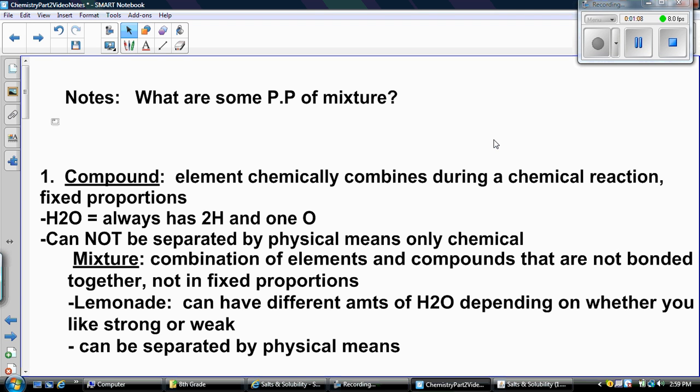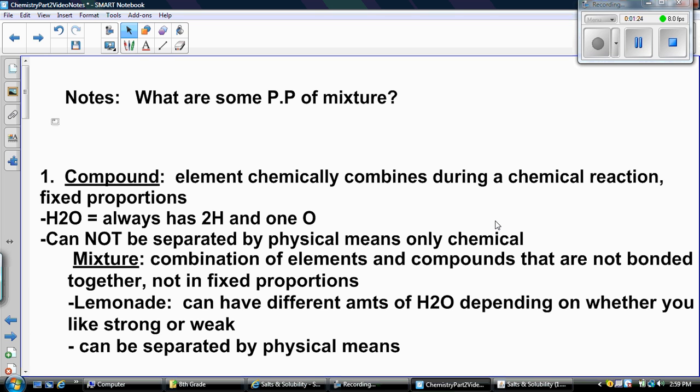Compounds cannot be separated by physical means. So you can't separate compounds physically by evaporation. You have to use chemical means, which is usually another chemical reaction. So you have to have an extreme amount, a lot of energy, to separate compounds.